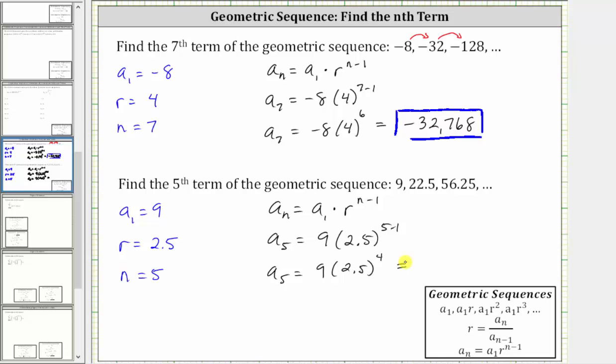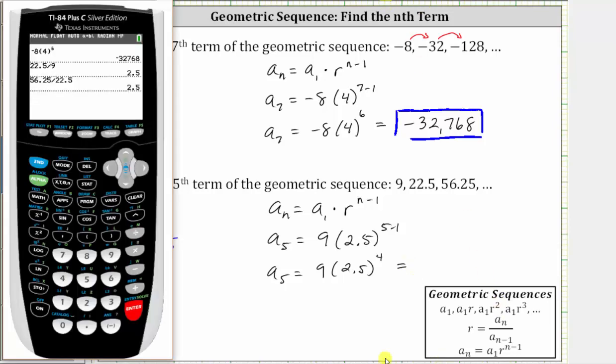And now I'll go back to the calculator one more time. We have 9 times 2.5 raised to the fourth power. Enter. The fifth term is 351.5625.